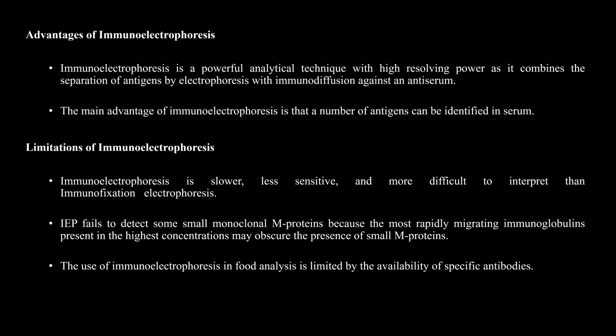Advantages of immunoelectrophoresis: electrophoresis is a powerful analytic technique with high resolving power, in combination with immunodiffusion against antiserum. It helps with antigen identification in serum. Limitations of immunoelectrophoresis: it is slower, less sensitive, and more difficult to interpret than immunofixation electrophoresis. The M protein, mostly rapidly made as immunoglobulin present in higher concentration, may hide the presence of a small M protein. The analysis is limited by the availability of specific antibody.